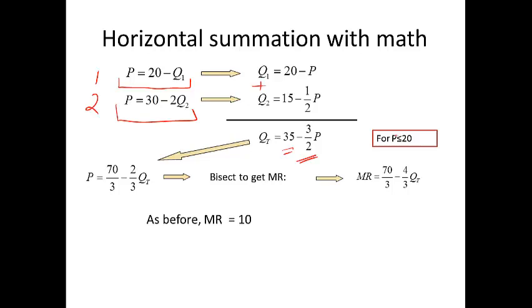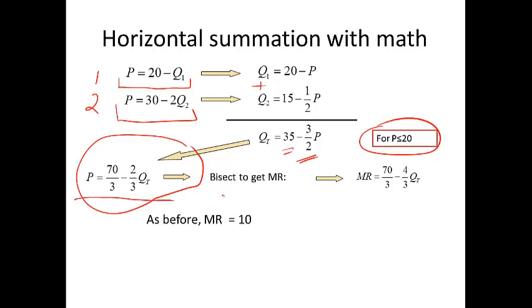And again, this is really only relevant or accurate for prices below 20 because of the kink on the last slide's picture. But let's go over to here. What we're doing here is re-expressing this demand curve in terms of P. So we're just doing some multiplying and so forth to get it in terms of P. And finally, what we can do is bisect this demand curve to get the marginal revenue curve.